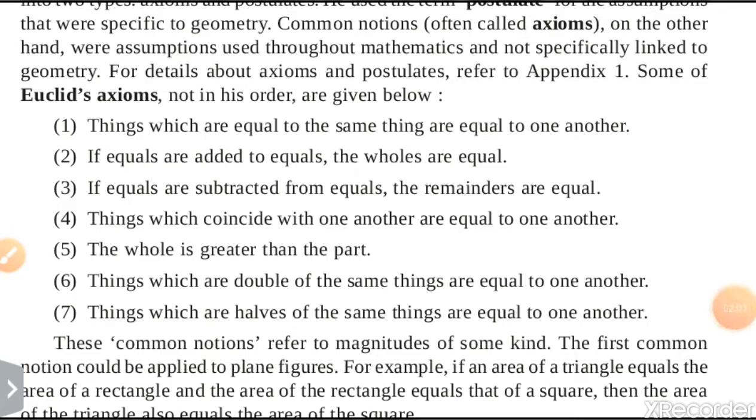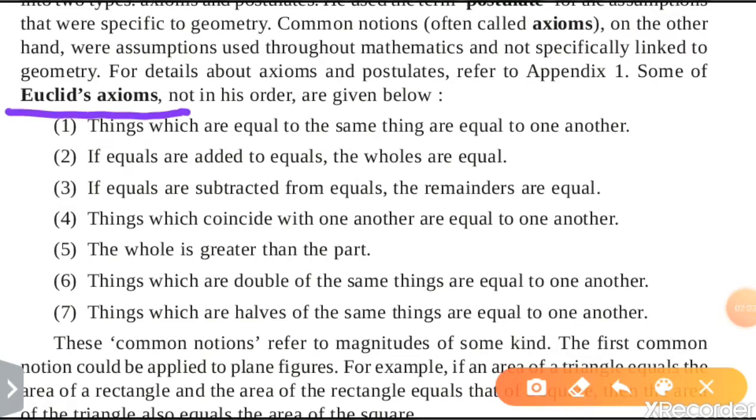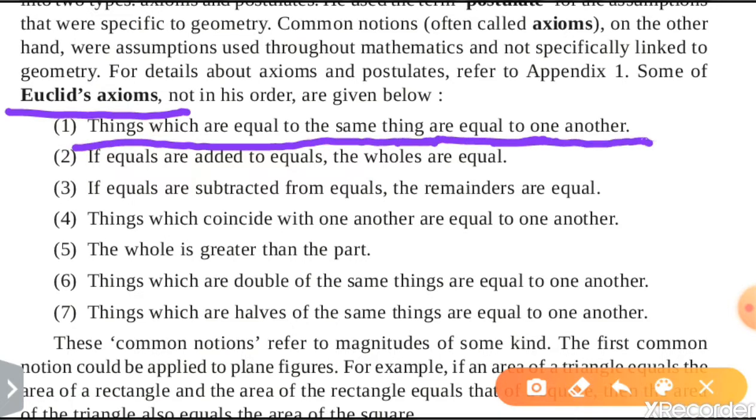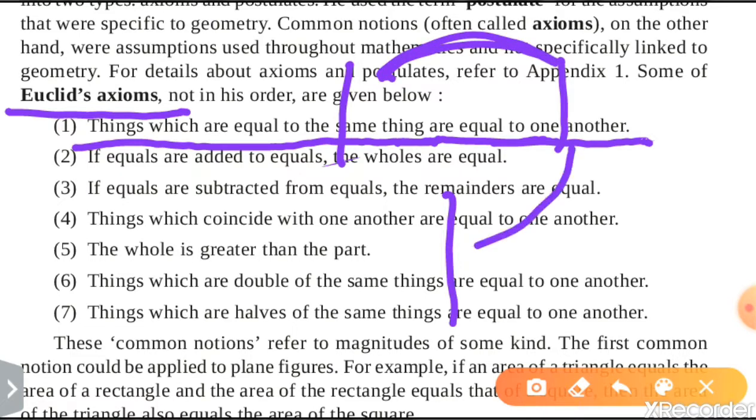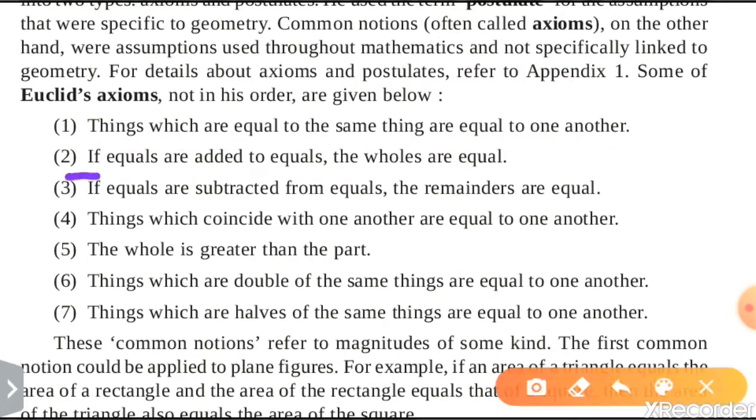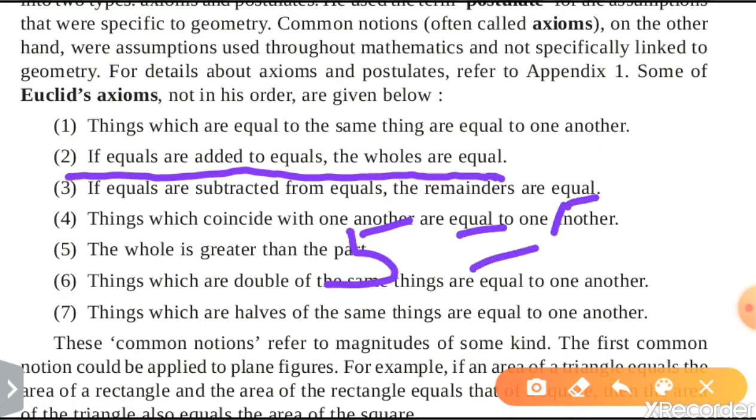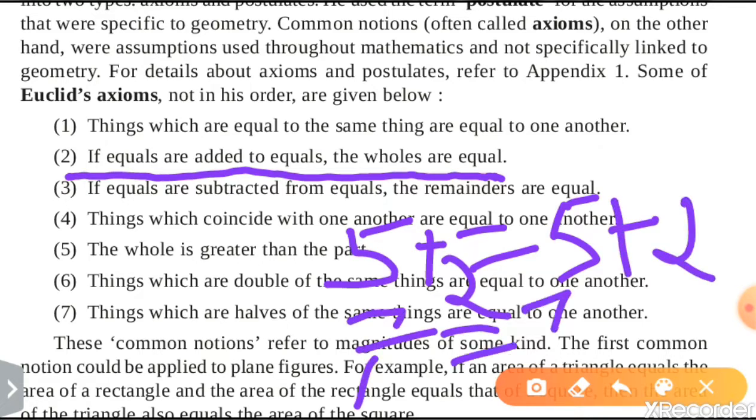He gave some axioms also. You can see some of the axioms given there. The things which are equal to the same thing are equal to one another. If you see an HB pencil, another HB pencil and a third HB pencil, if these two are the same as this one, that means these will also be the same as each other. Next, if equals are added to equals, the wholes are equal. Yes, 5 equal to 5, if you add to both sides, you can see that 7 is here, 7 equal to 7.